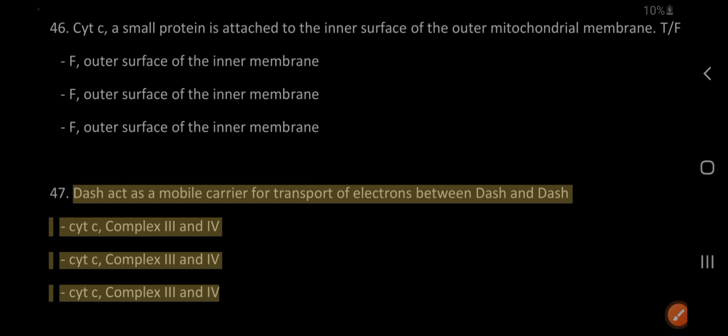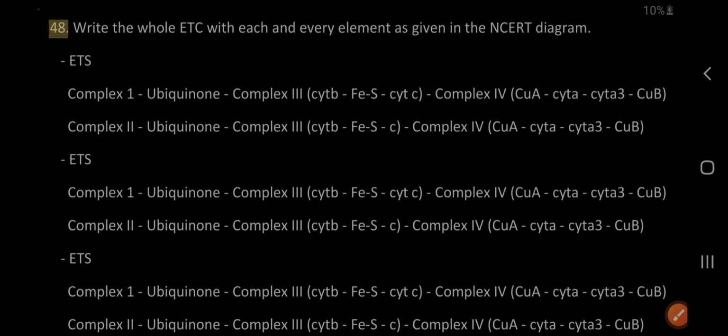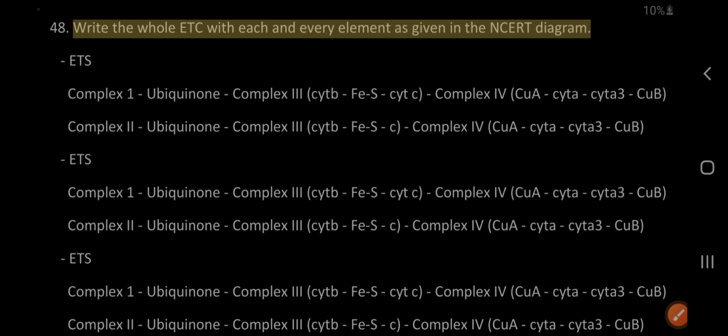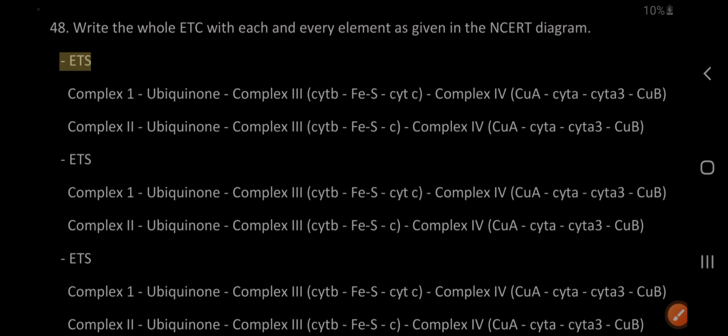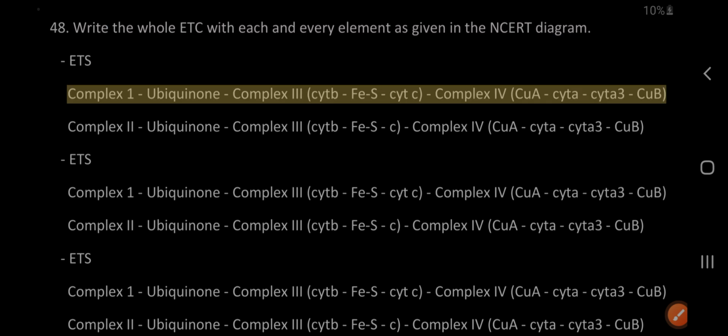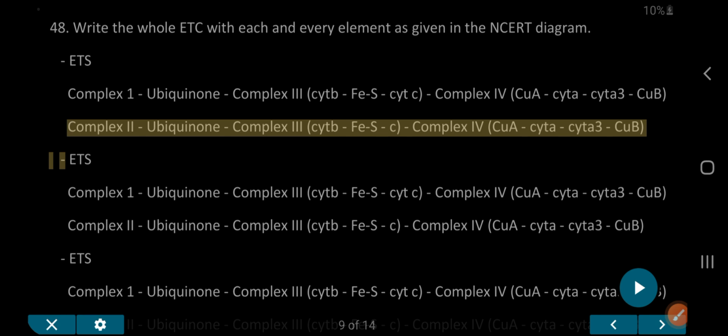48. Write the whole ETC with each and every element as given in the NCERT diagram. It's complex I, ubiquinone, complex III with cytochrome b, Fe-S, cytochrome c, complex IV with Cu A, cytochrome a, cytochrome a3, Cu B. Complex II, ubiquinone.